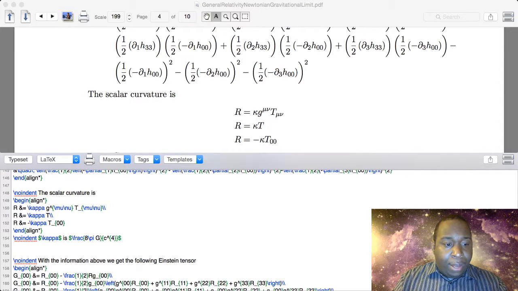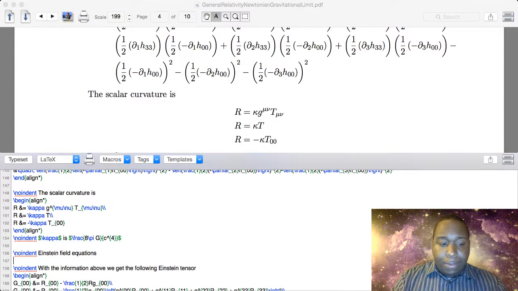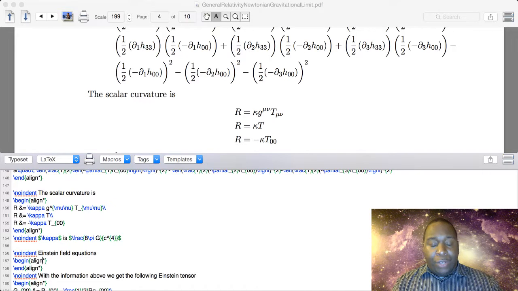And so again, I'm just going to go ahead and put no indent. Einstein field equations. And so now we end up getting, and that's because of the fact that we've been able to rewrite what the scalar curvature is in terms of the stress energy tensor.